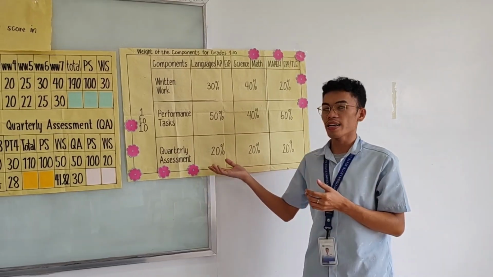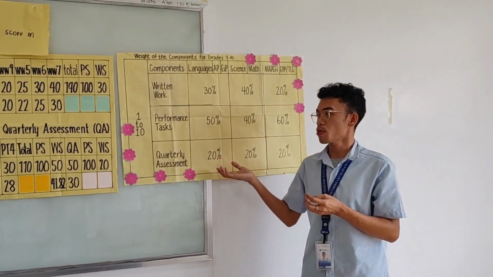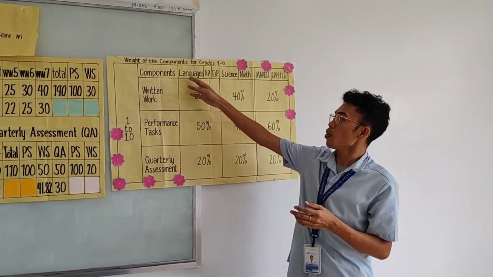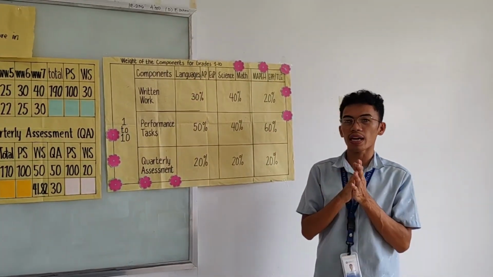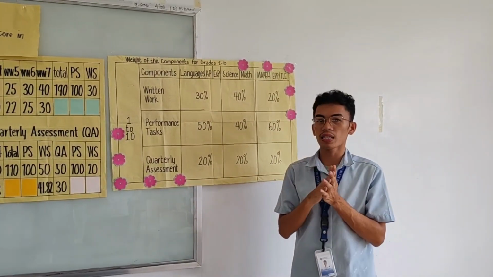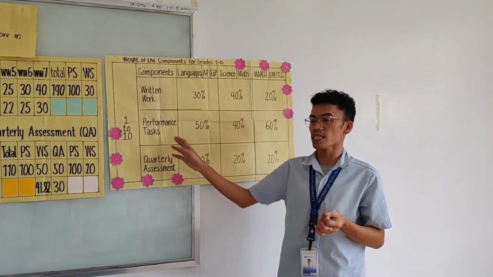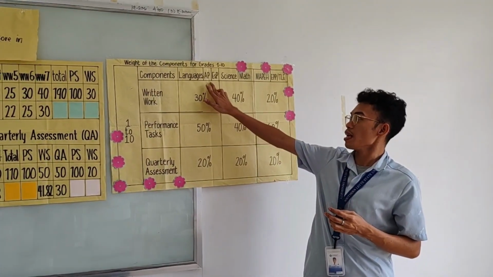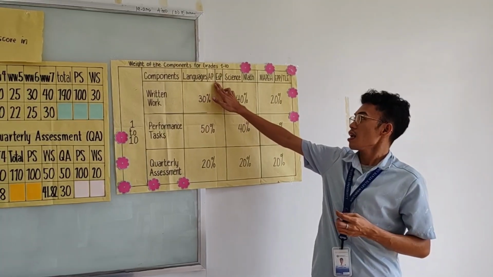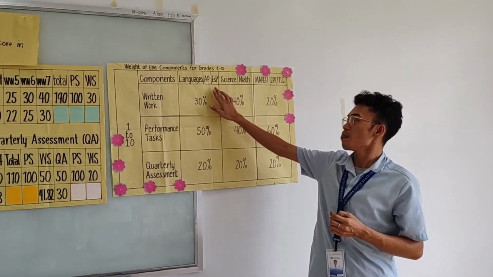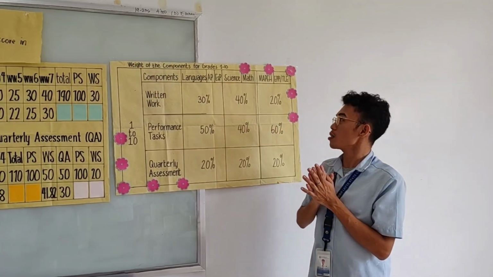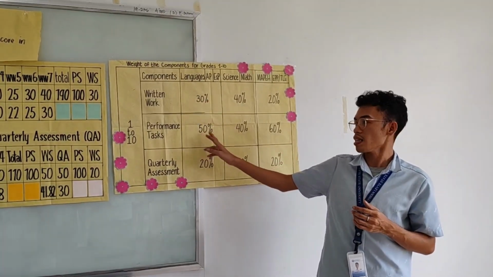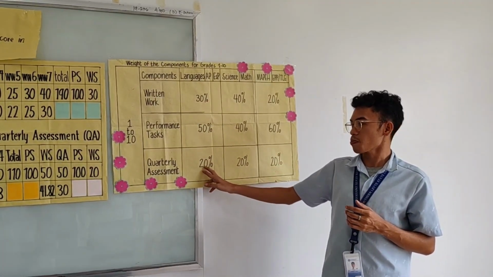So these are the weight of components provided by the Department of Education. Here is the weight of the components for grade 10. In every subject, there are 3 components: the written work, the performance task, and the quarterly assessment. In the subjects languages, AP, Araling Panlipunan, and Edukasyon sa Pagpapakatao, the weight in written work is 30%, the performance task is 50%, and the quarterly assessment is 20%.